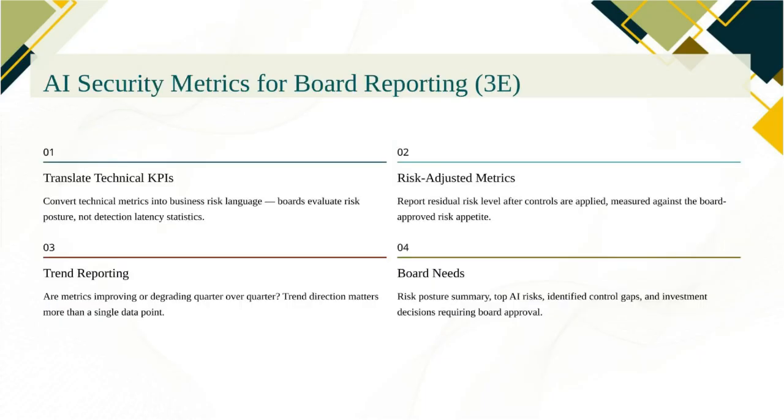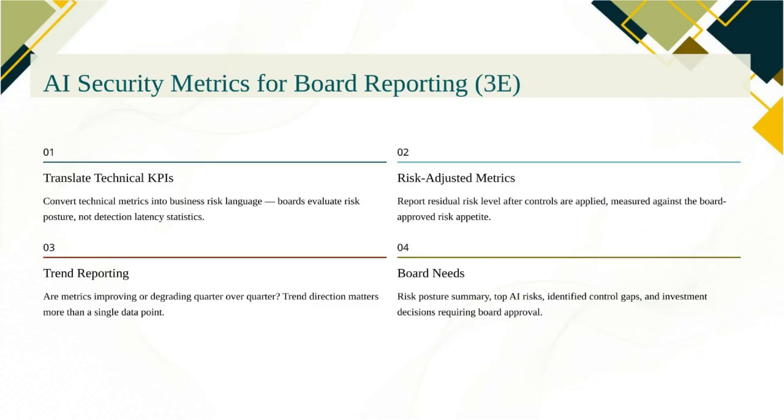Board-level reporting is a skill in itself, and the exam tests it as a governance competency. Technical KPIs need to be translated into business risk language. Model drift rate means nothing to a board director. "3 of our high-risk AI systems are producing outputs that are drifting from their validated baselines, and without intervention, we estimate a 40% probability of a compliance breach within the next quarter."